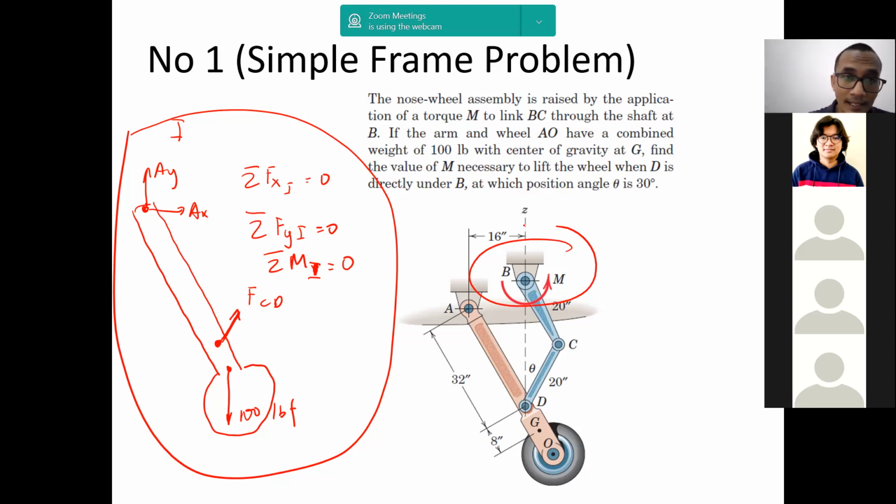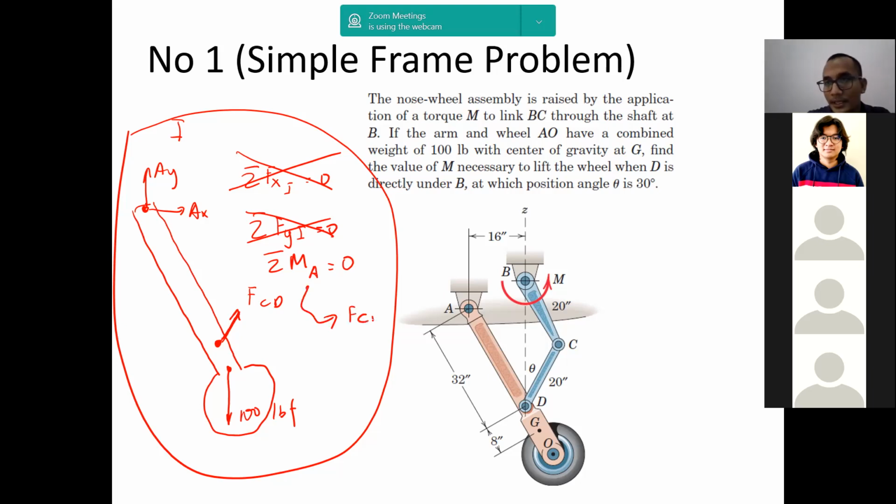So basically, for this particular problem, you don't have to use those equations. What you need to do is just use this equation, sigma moment at A equal to 0. By doing so, you will be able to find FCD. Correct or not, Randy?